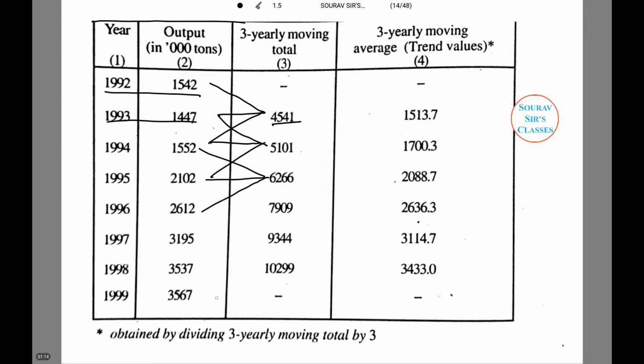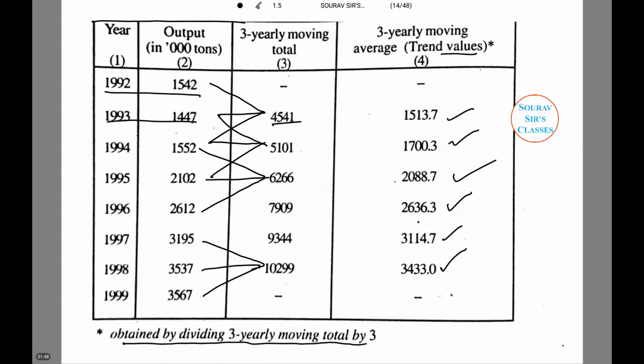And this trend continues. Lastly, this is how we get the 3-year moving total. Now, upon division by 3, we get the 3-year moving average. This is also known as the trend values. 1513.7, 1700.3, and lastly 3433.0. These are the other trend values that are obtained. Notice I have even mentioned: obtained by dividing the 3-yearly moving total by 3. Let's see how the graph will look.